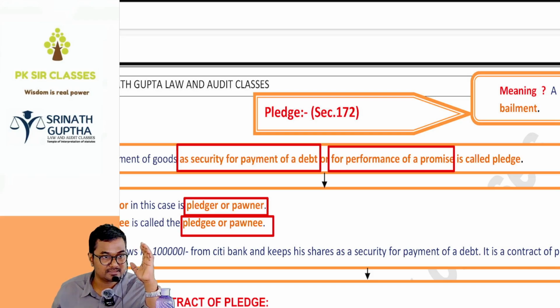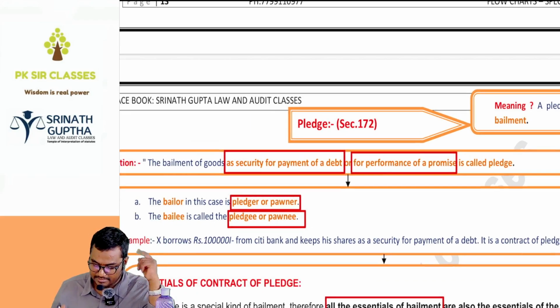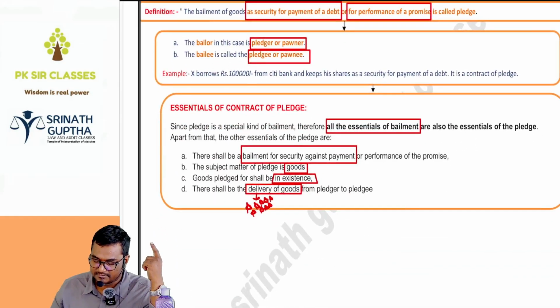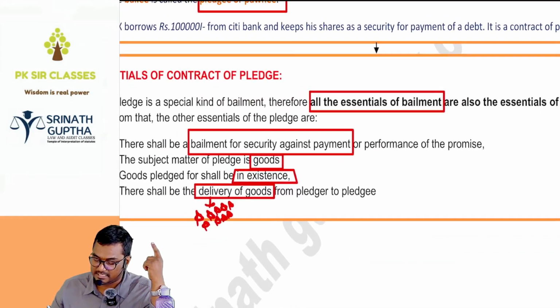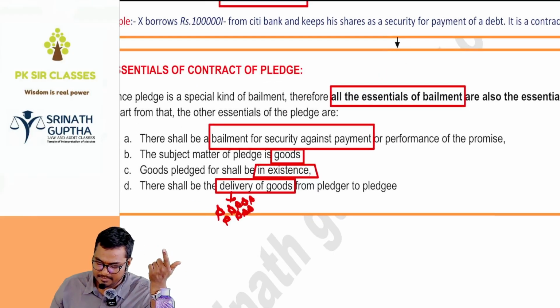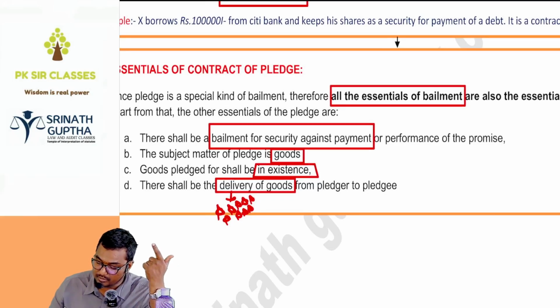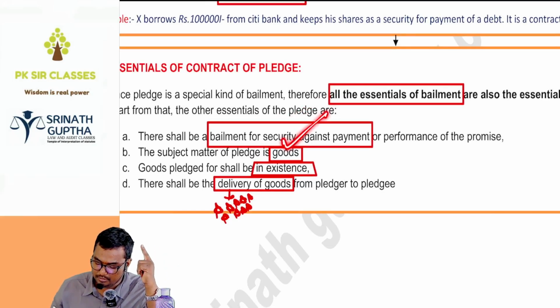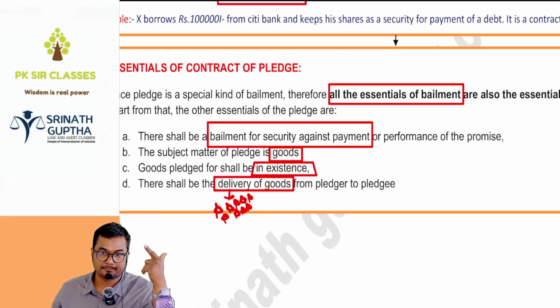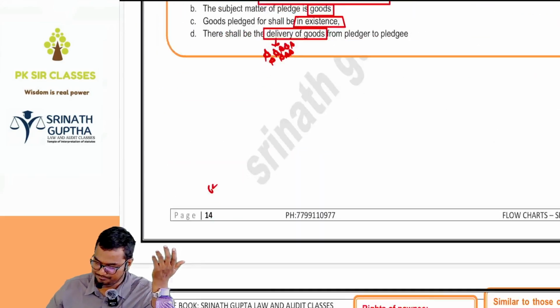Simply girvi, simply takattu. Here, bailor is said to mean pledgor and bailee is said to mean pawnee. And essentials of the pledge: every pledge has to satisfy the essentials of bailment, because pledge is a bailment. The bailment must be only for security against repayment of the loan. It is applicable only to movable property, that is goods. The goods must be in existence. There must be delivery of the goods by pledgor to pawnee. If there is no delivery, no bailment.